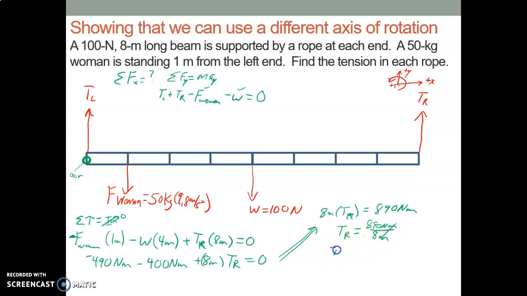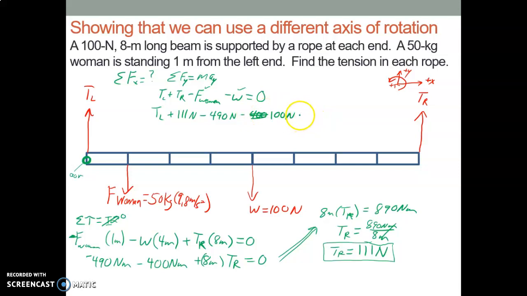So the meters cancel, and we get T_R equal to about 100, we'll go ahead and do that. 890 divided by 8, and that's 111 and a little bit of change, but we'll round it to 3 sig figs. So the tension in the right cable, or rope, I guess, is 111 newtons. Now we can take that up here and we can say, okay, well, T_L plus 111 newtons minus 490 newtons minus 100 newtons. That's the weight. We're just doing forces here.